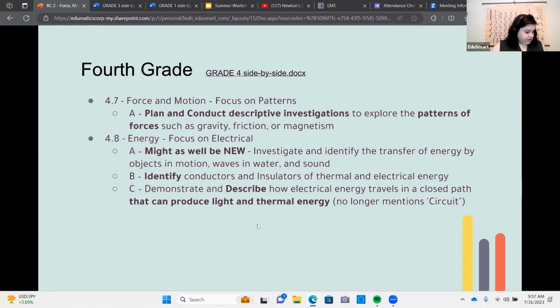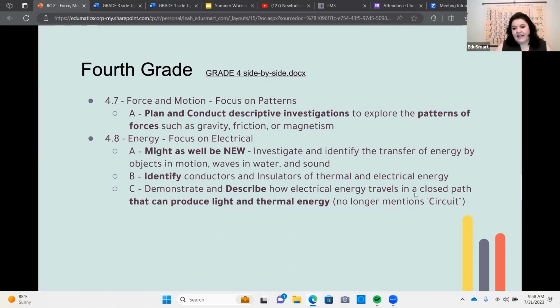Yeah, huge changes here. And then C is to demonstrate and describe how electrical energy travels in a closed path that can produce light and thermal energy. So we no longer say a closed circuit, it's just a closed path. In fact, that word circuit no longer, well, I think it actually is in like 5th or 6th grade, but now we're looking at why it travels in a closed path, because it can then produce light and thermal energy.